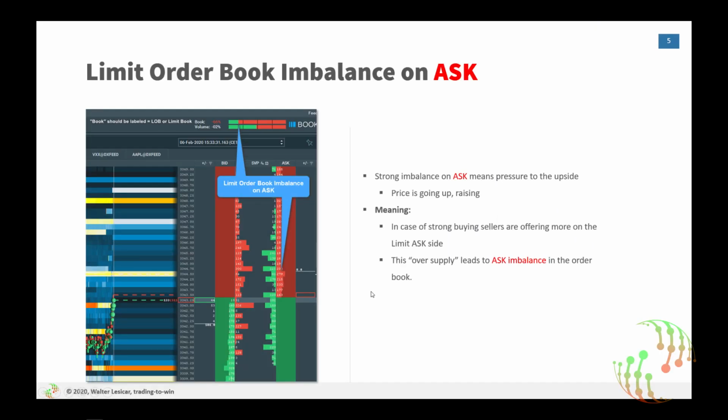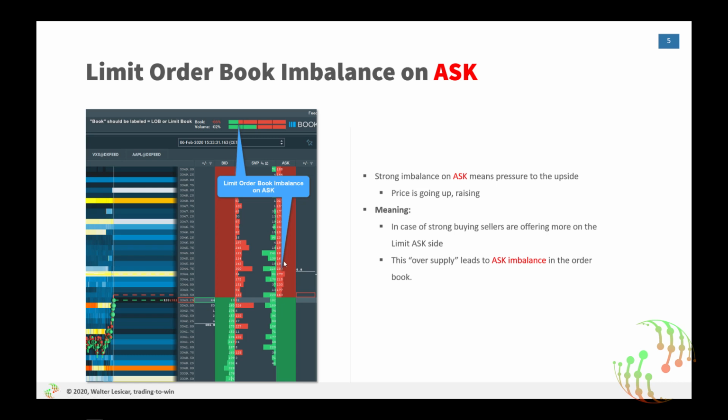Let's talk a little bit about the limit order book imbalance on ask. We have this nice graphical presentation of the limit order book in Bookmap, which can be utilized to understand where the market is heading. If the bar is showing, for example, 66 or minus 66%, so the red bar is nearly covering all this place here on the left side, that means we have a strong imbalance on the ask side. We have a strong imbalance on the offer side. That means this is pressure to the upside. It indicates pressure to the upside.